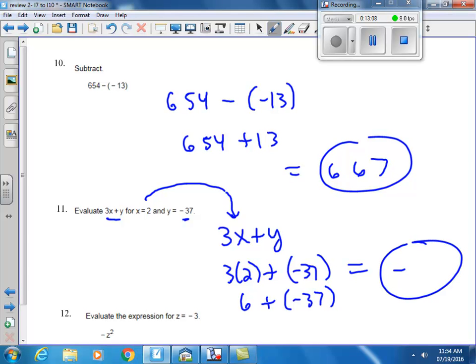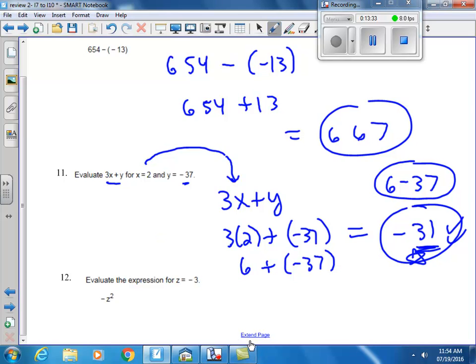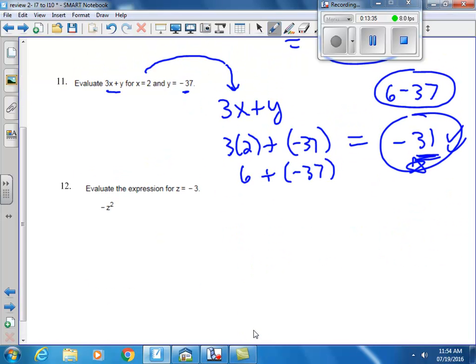So another way you can say that is just take your 37 minus your 6, which is 31, but you know you're going to be in the hole 31. So 6 adding a negative 37, just know that means the same thing as 6 minus 37, which is -31. All right, and let's try 12 here together, which is -(-3)^2.